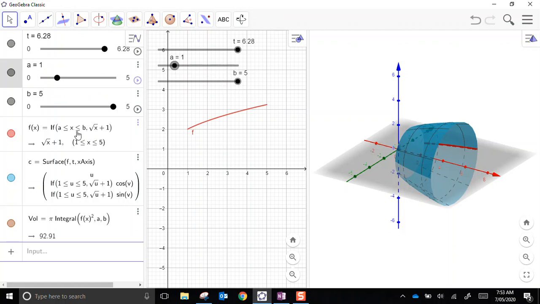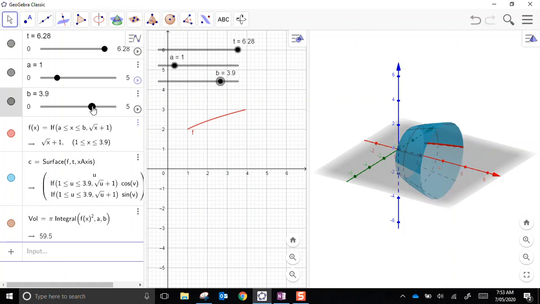So basically I'm setting the domain. If x is between 1 and 5, then the function applies, otherwise it doesn't draw anything. Now you can see here as I adjust my slider b back to say 3, then it's updating here on this next object and it's updating the picture here on my graph. Now I'll get to this one over here in a minute.